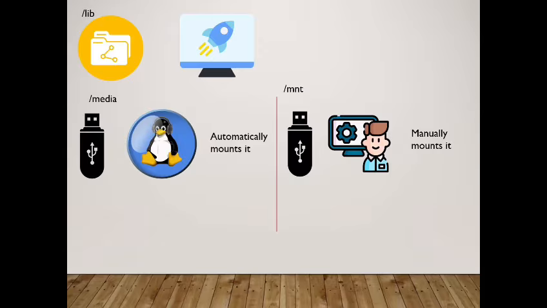The main difference between media and mnt in Linux comes down to who mounts the device and how it's managed. Both are used for accessing external or additional file systems, but they serve different purposes in the Linux system. Media is used for automatically mounted removable devices, whereas mnt, the mount directory, is used for manual or temporary mounting by admins. It is reserved for only the system administrator to manually mount file systems.